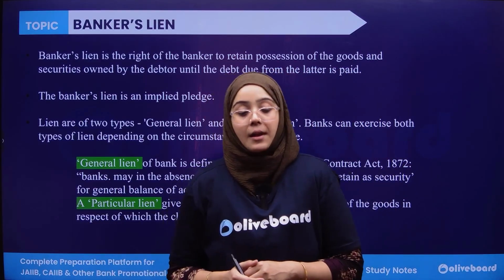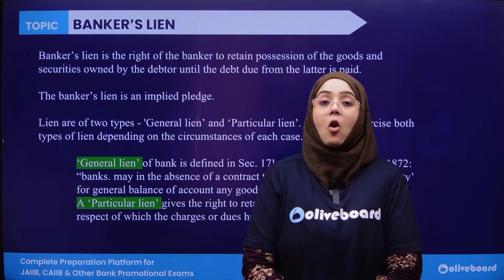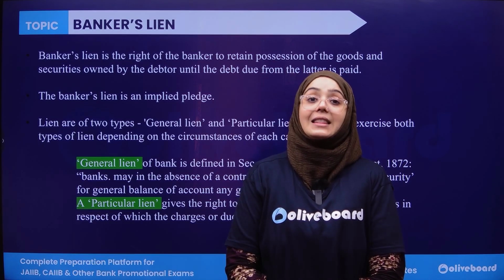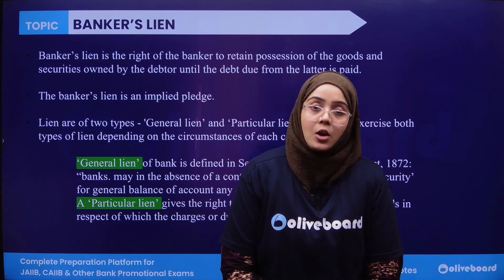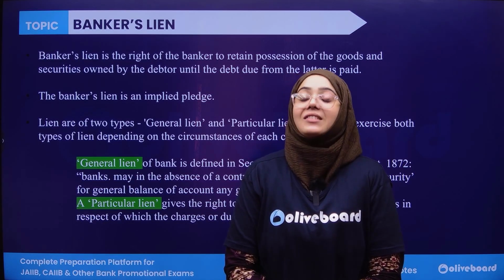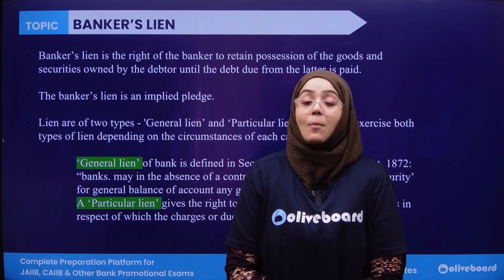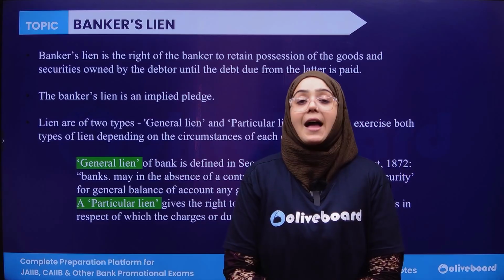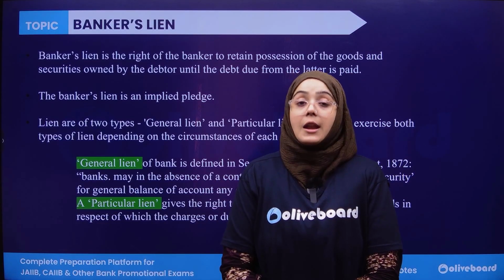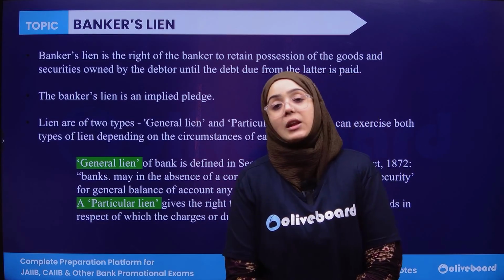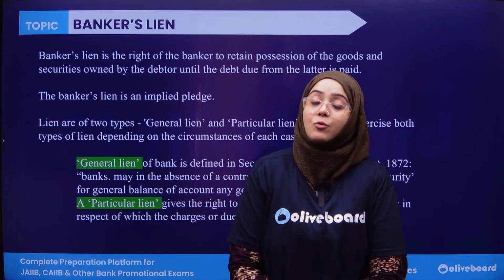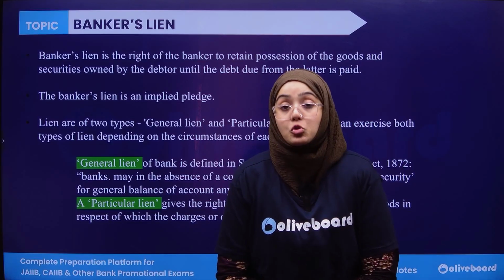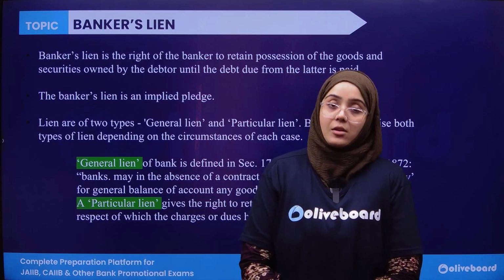What is a banker's lien? Banker's lien is the right of the bank to retain possession of the goods until the debt of the latter is fully paid. For example, I have kept my jewelry as collateral with the bank, and in favor of this jewelry, I have received a loan amount. Now, until I have paid my debt fully, the bank has the right to retain possession of that jewelry. Then it is known as banker's lien.